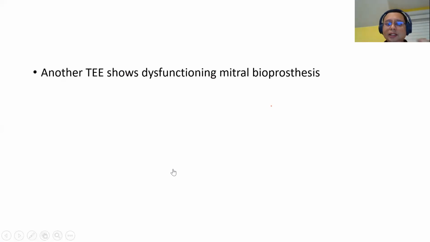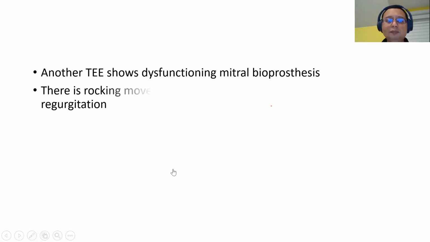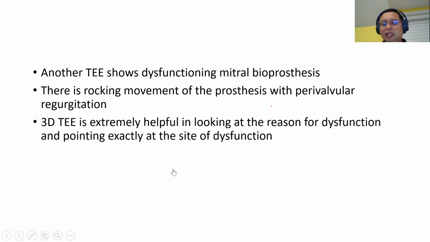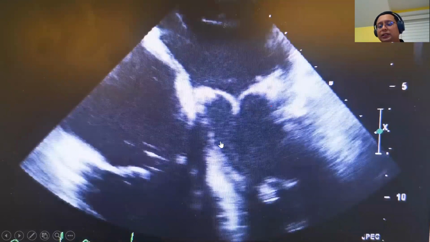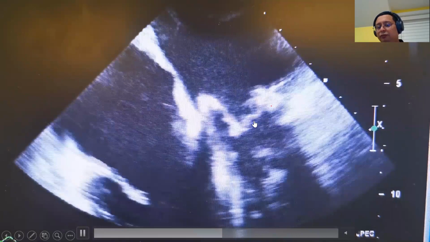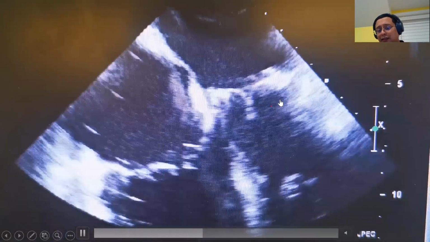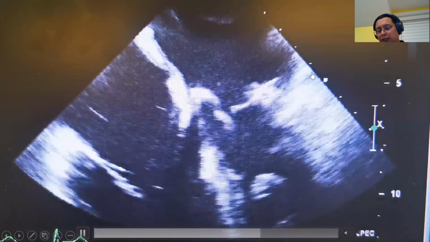So I'll show you another TEE showing a dysfunctioning mitral prosthesis. This patient has a rocking mitral bioprosthesis with perivalvular regurgitation. In this case, I will show you how 3D TEE is extremely helpful in looking at the reason for dysfunction and pointing exactly at the site of dysfunction. So this is the bioprosthetic mitral valve. From here it doesn't look like there are any problems, okay? But you can see probably there is a subtle rocking here, on that side. So this is the lateral side.